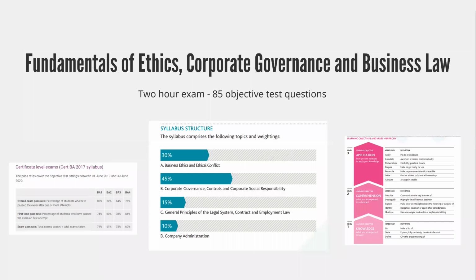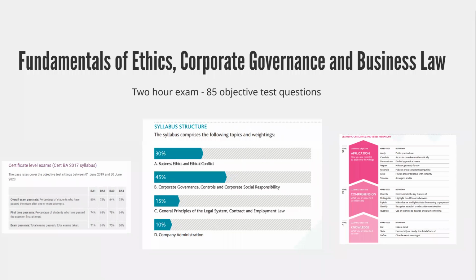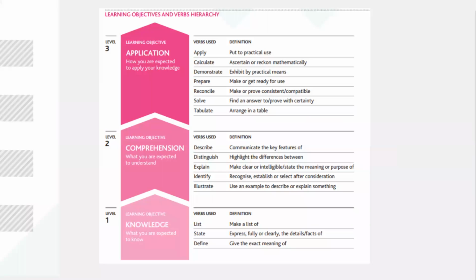And there's one more thing I want to show you before we get going to the actual theory. And these are the learning objectives, and the verbs hierarchy. Okay. So what CIMA have is they've actually got 5 levels, but levels 4 and 5 kick in around the management level and the strategy level.